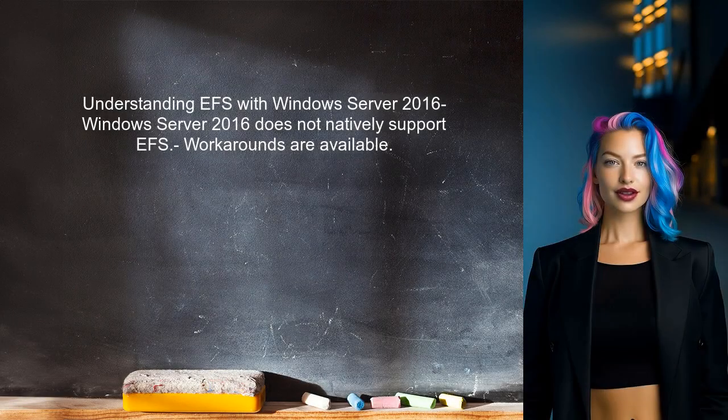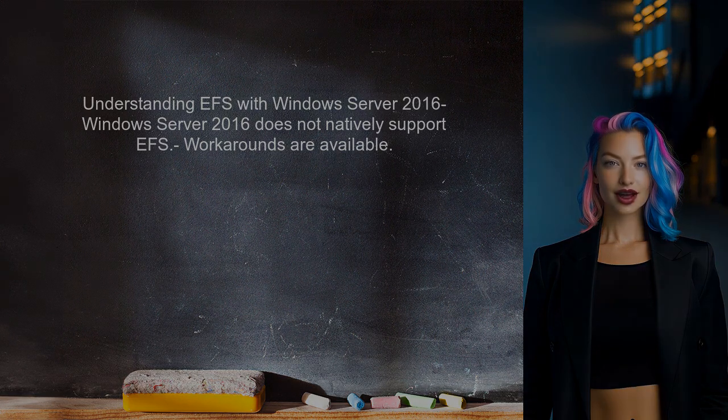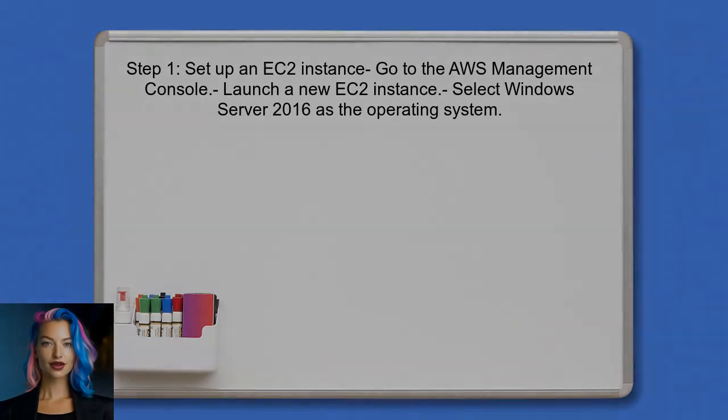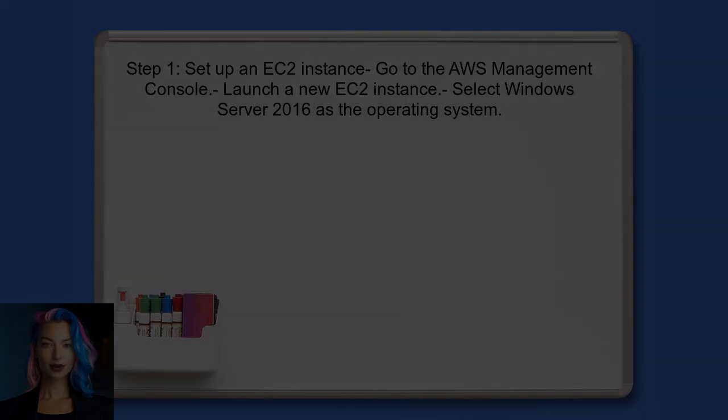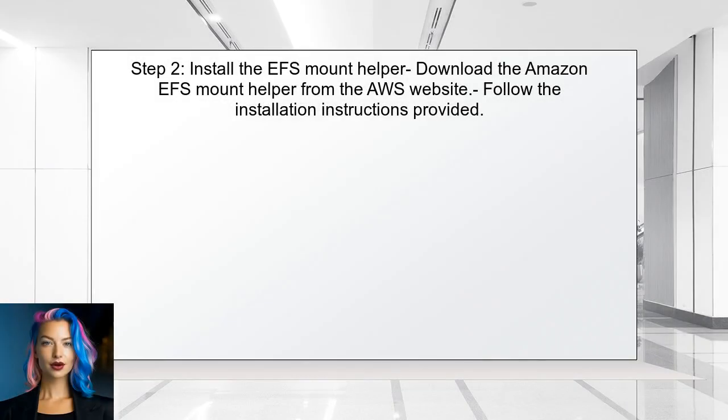To begin with, the user should understand that Windows Server 2016 does not natively support Amazon Elastic File System, or EFS. However, there are workarounds available. The first step is to set up an Amazon Elastic Compute Cloud instance running Windows Server 2016. The user can do this through the AWS Management Console. Next, the user needs to install the Amazon EFS Mount Helper on their Windows Server instance. This can be done by downloading the necessary tools from the AWS website.